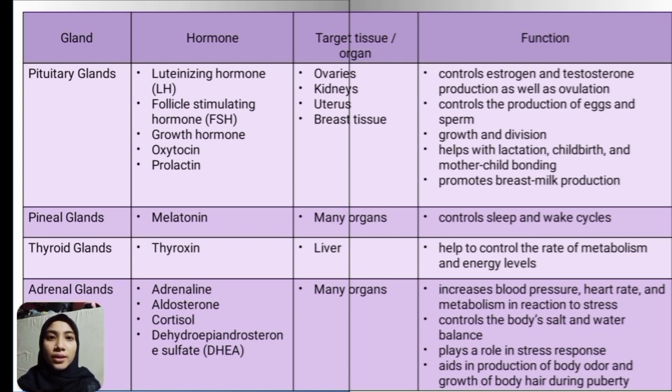For thyroid glands, it will release thyroxine hormone. The target tissue is liver and the function is to help to control the rate of metabolism and energy levels.